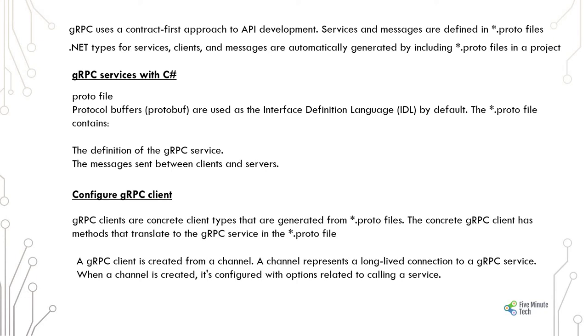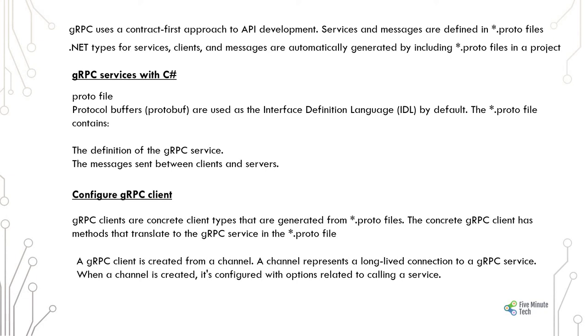So gRPC is of two parts. One is service and the client, like any communication. In the service we have a proto file. Protocol buffers, protobufs as it is called, are used as an interface definition language by default. The .proto file contains the definition of the gRPC service and the message that is sent between the clients and servers. gRPC clients are basically concrete client types that are generated again from the same proto files which are present in the client project. The concrete gRPC client has methods that translate to a gRPC service in a proto file.